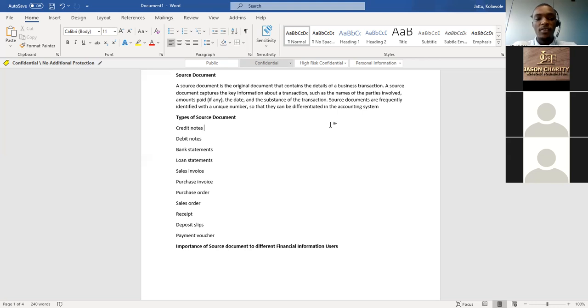After these goods have been sold to the buyer at the point of sales, the seller, or the company or the entity in question, will issue a sales invoice to the buyer. The sales invoice serves as the receipt for the goods sold by the entity or the seller to the buyer. Do you understand that?